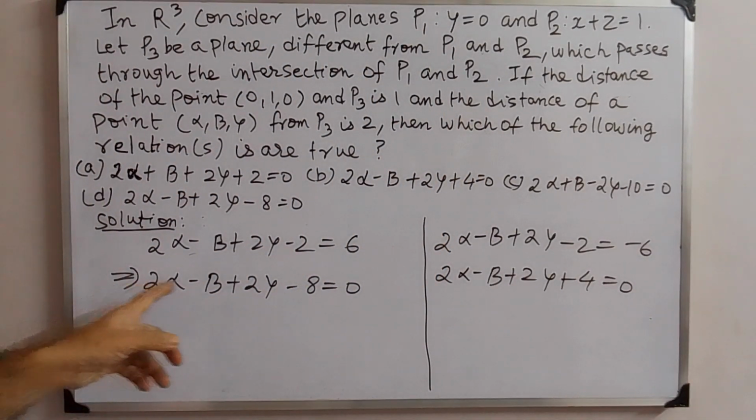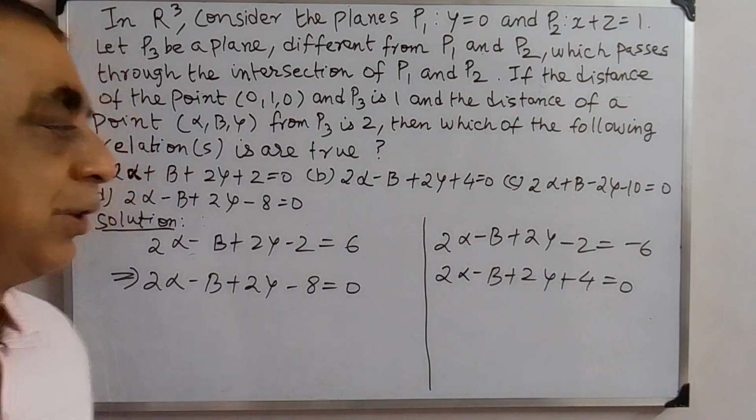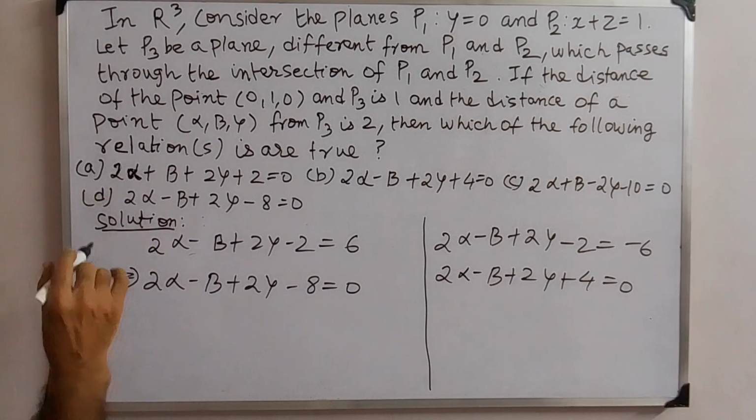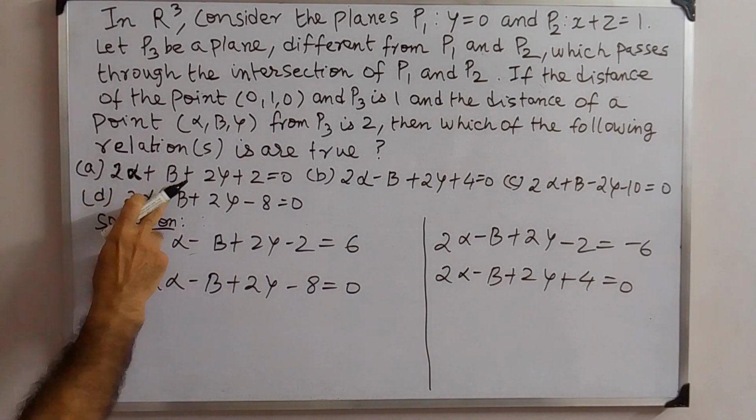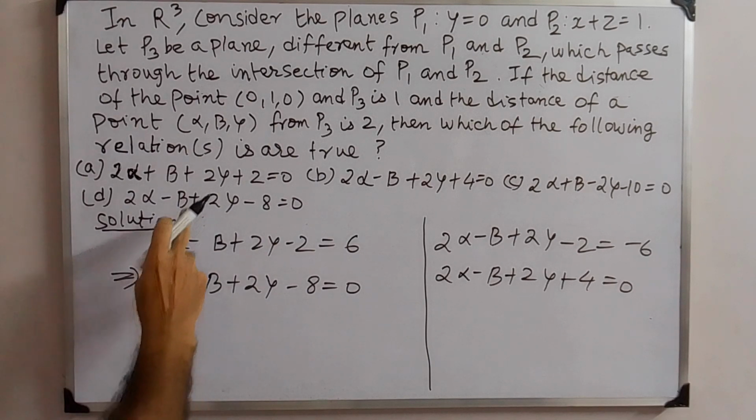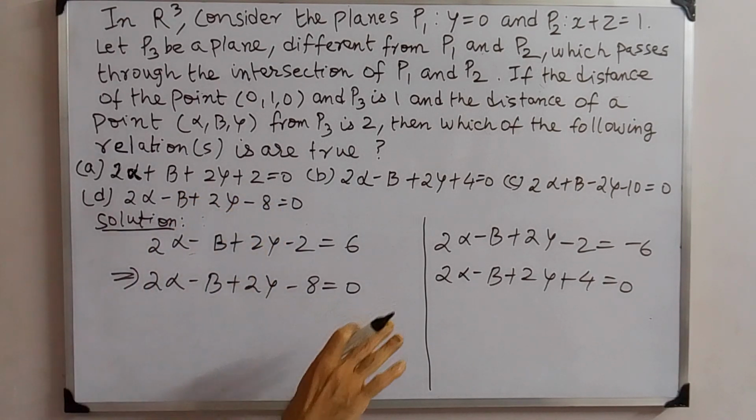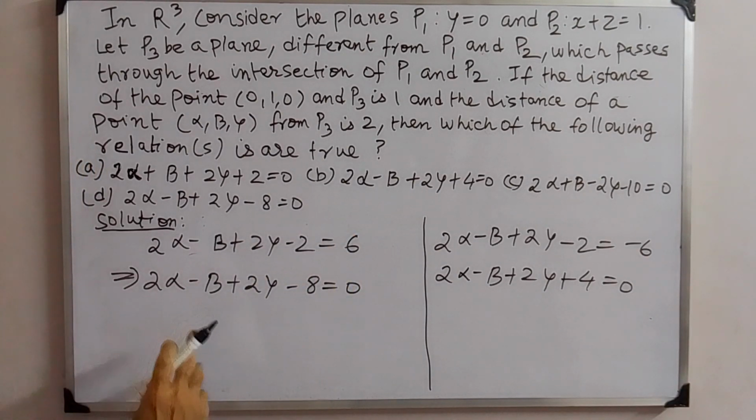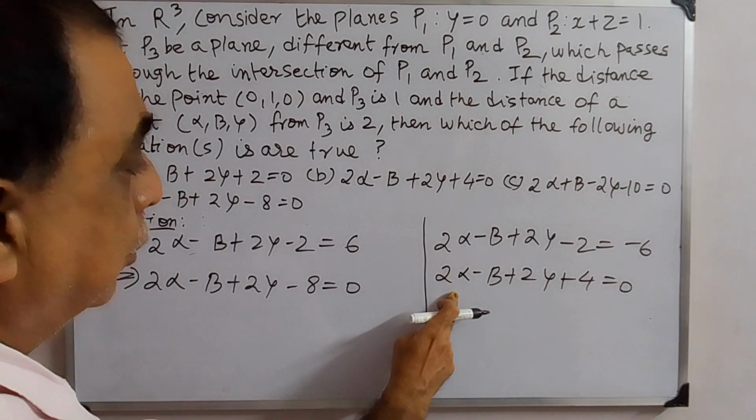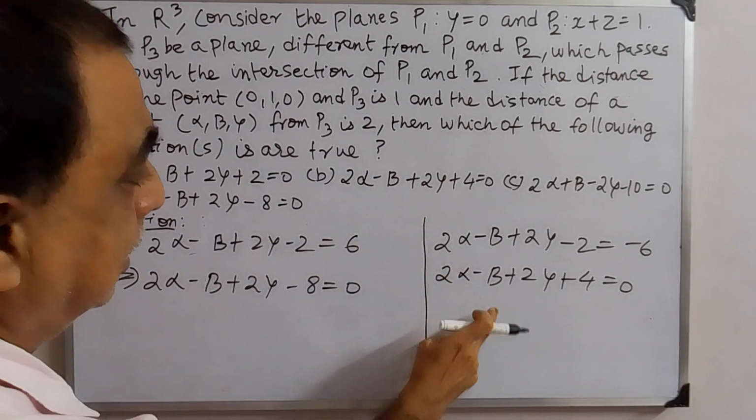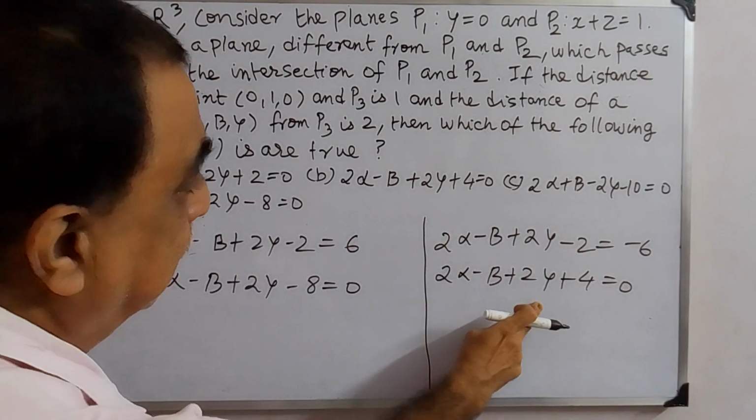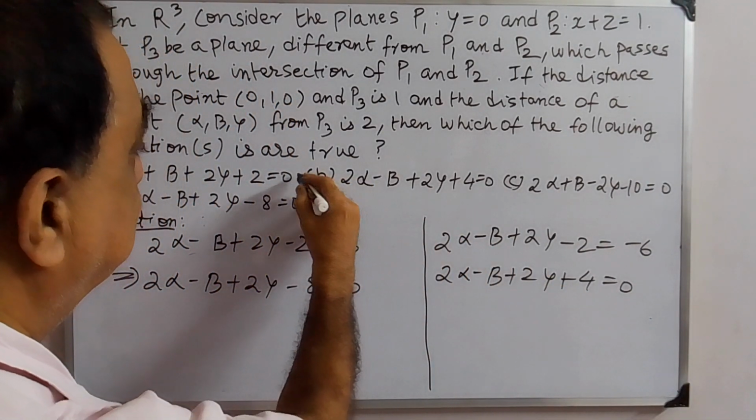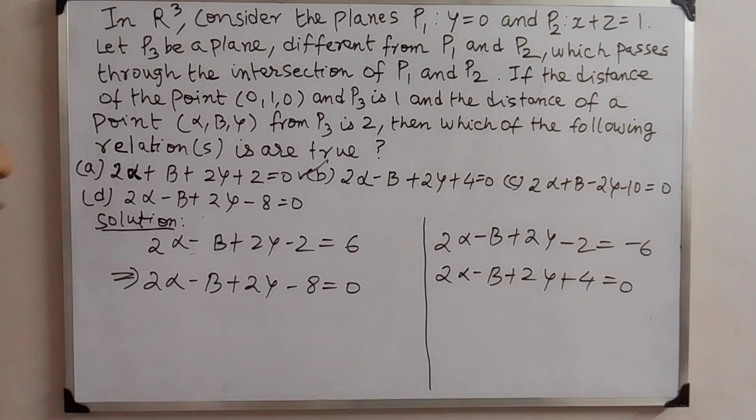So this is the relation between alpha, beta, gamma and the constant. We are getting two relations. So now check from here. The first one was saying 2 alpha plus beta, okay, plus 2 gamma. Here this is not satisfying. Now check the B one. So this is 2 alpha we are getting, okay, here 2 alpha minus beta plus 2 gamma plus 4 equals 0. So B we are getting as a correct option.